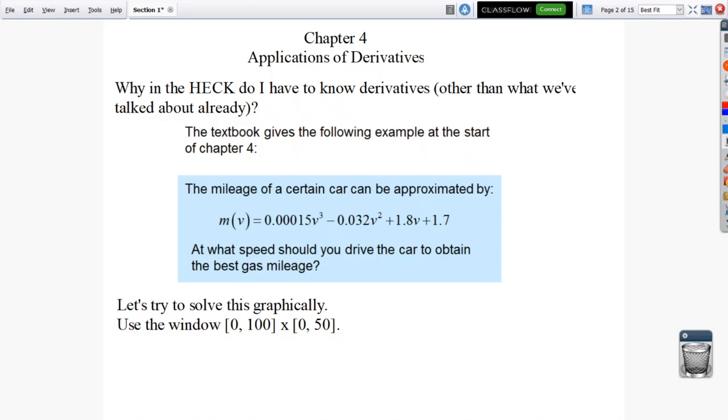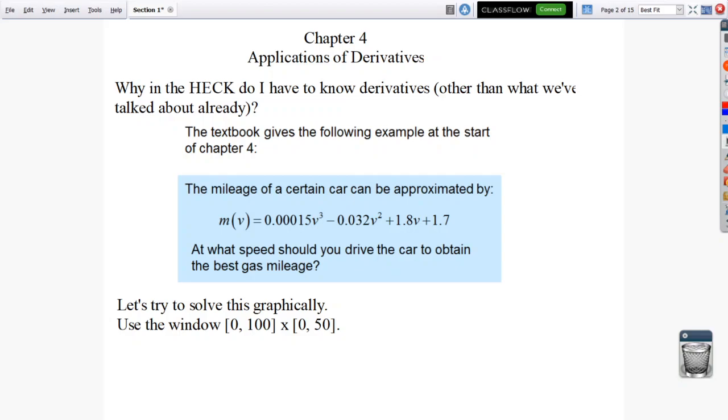The textbook gives this example to start out. The mileage of a certain car can be approximated by m of v equals 0.00015 v cubed minus 0.032 v squared plus 1.8 v plus 1.7. At what speed should you drive to obtain the best gas mileage?